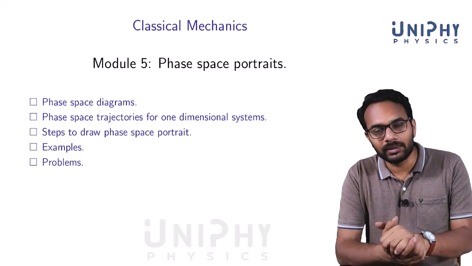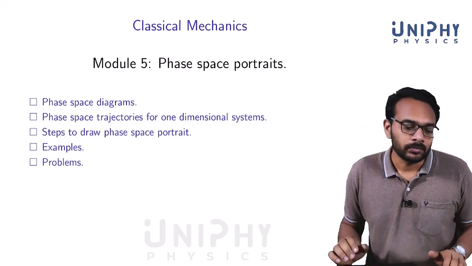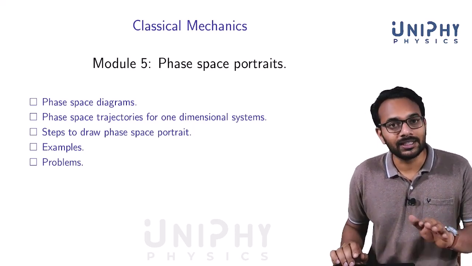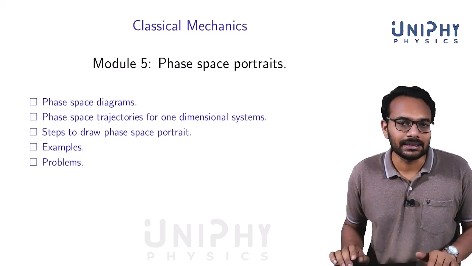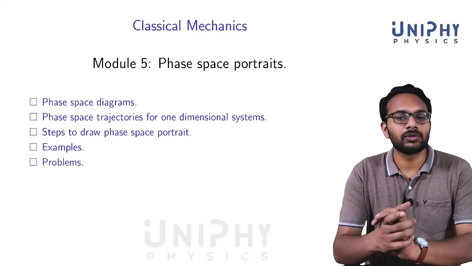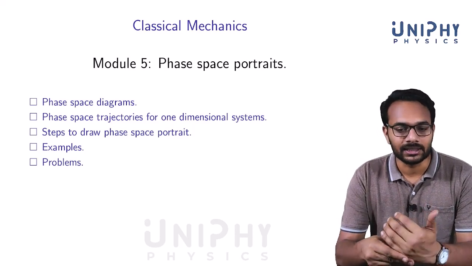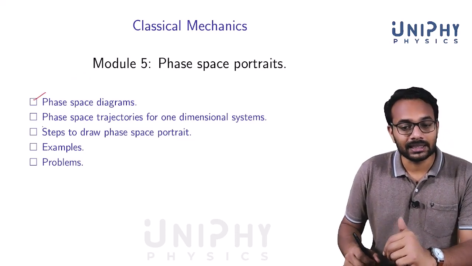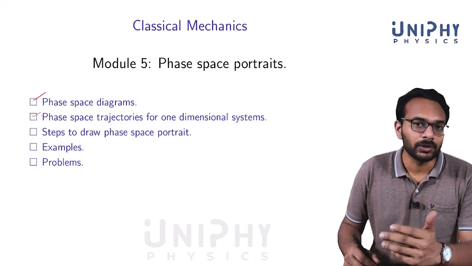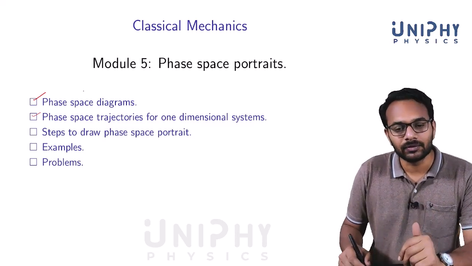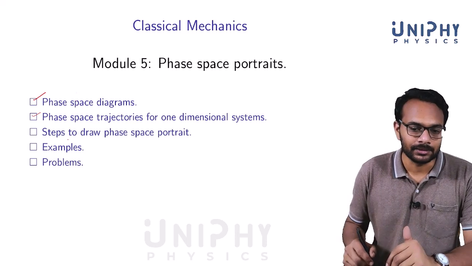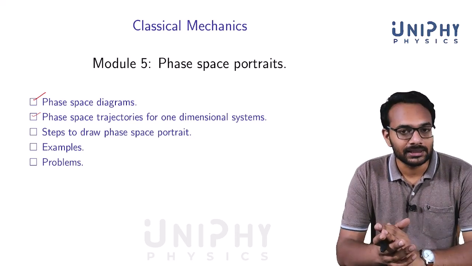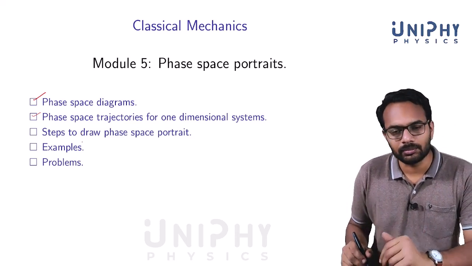The potential will be given, and looking at the potential, you have to choose which among the options corresponds to the correct phase space trajectory of the system. So we'll look into this in a little bit of detail so that we'll be able to solve such problems without much difficulty. We'll discuss phase space diagrams and phase space trajectories for one-dimensional systems. We'll be dealing only with one-dimensional systems because that's the only case for which we can actually draw a phase space trajectory. Then we'll discuss in some detail the steps to draw the phase space portrait, and we'll go to examples, problems and exercises.